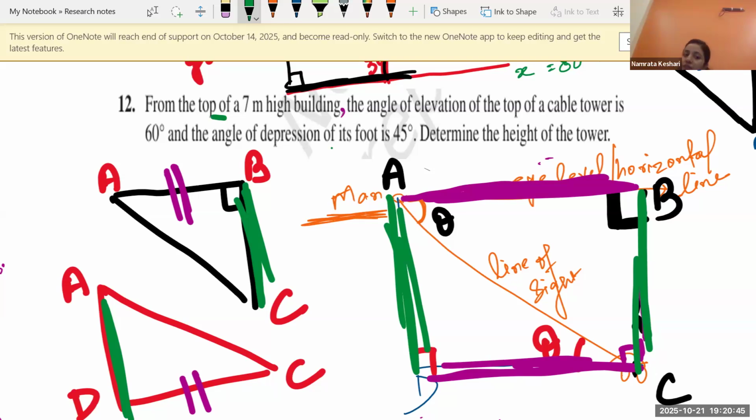But when we are doing it like this, we are more comfortable. And in questions where angle of elevation and angle of depression are all mixed up, this way is more helpful. Clear?